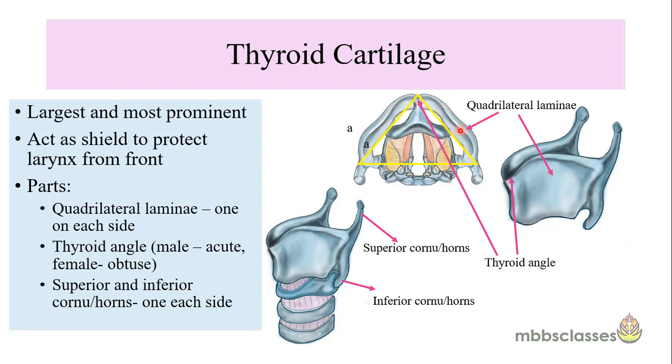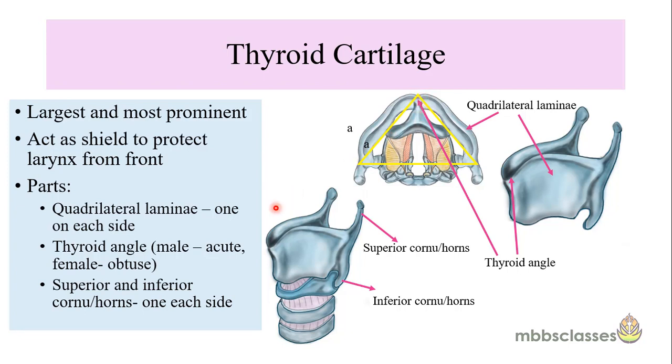If you see the parts of the thyroid cartilage, it has two quadrilateral laminae, one on each side. Here this is the quadrilateral lamina, and they join in front and form an angle called the thyroid angle, which is acute in males and obtuse in females. As the thyroid angle is acute, it forms a prominence over the larynx. Because of that, it is called Adam's apple.